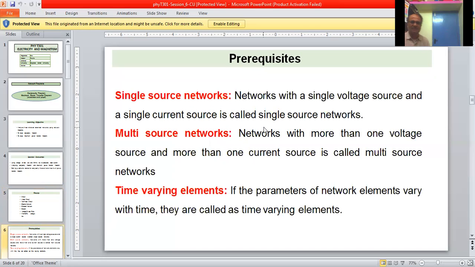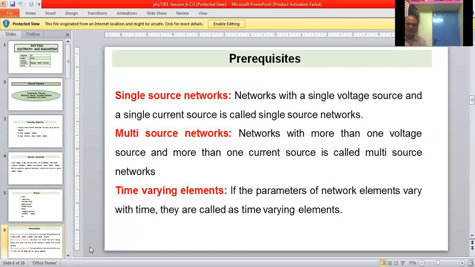Next, we will see some more definitions. Networks with a single voltage source or a single current source are called single source networks. Don't misunderstand here, because a single voltage source and a single current source are the same. In simple terms, if there is only one source in the network, it is called a single source network. If there is more than one source in a network, it is called a multi-source network.